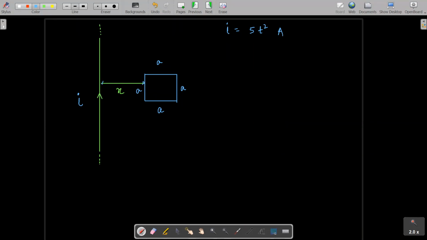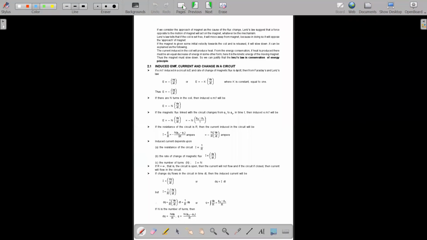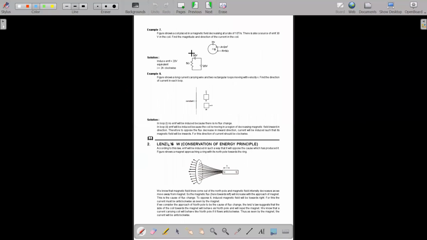So can you tell me what will be the value of EMF induced? Or before this problem, students, I'll give you a simple problem. Yeah, this problem, students. First do this problem.